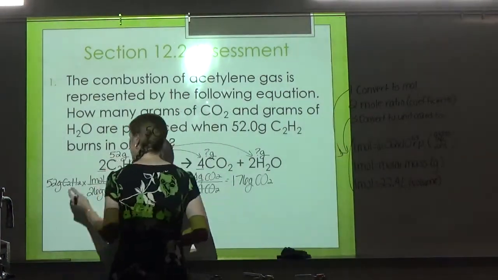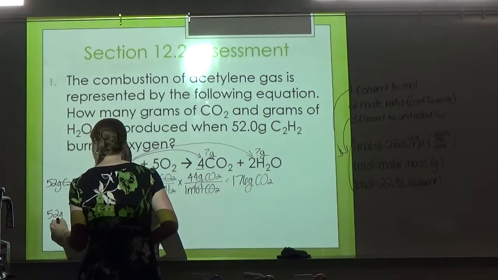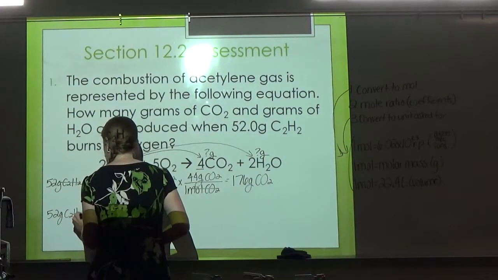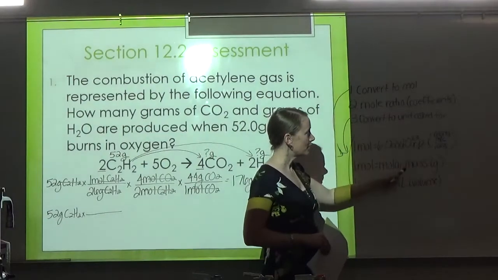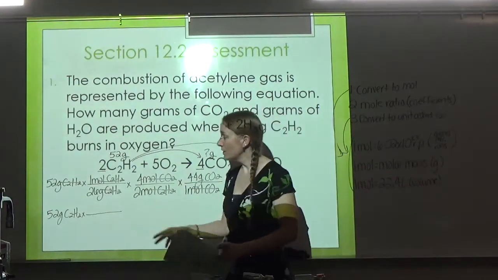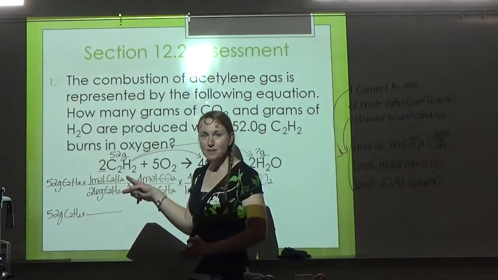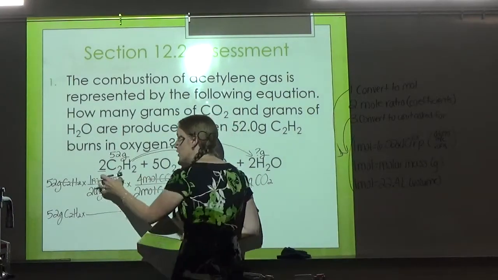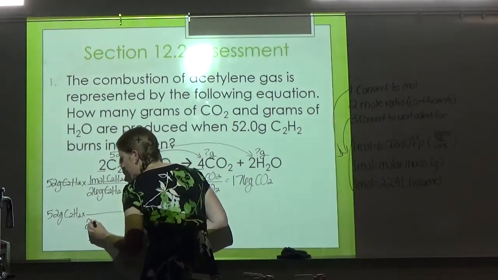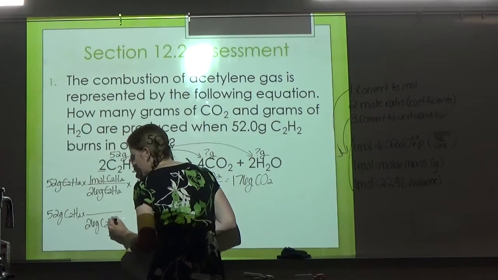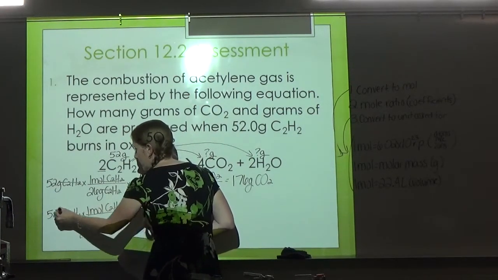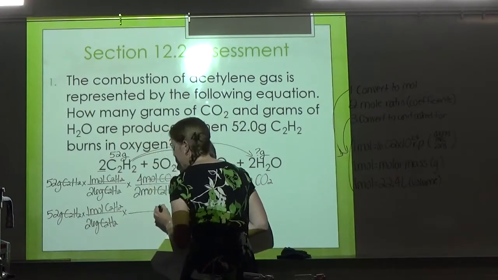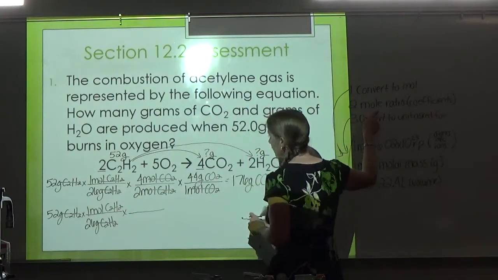So again, I'm still starting with 52 grams of acetylene, C2H2. So step 1 is convert to moles. So I'm going to use molar mass. But if you notice, y'all, we just did that part. We just converted to moles of acetylene right here. So I can just pull this step down. 26 grams of acetylene is 1 mole. So my grams cancel.